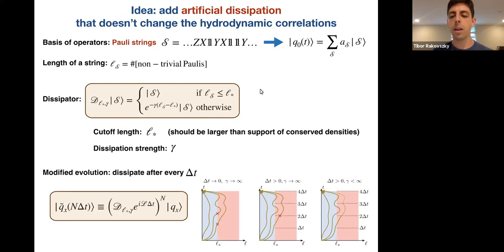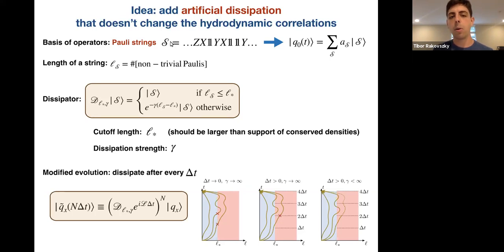And this is something we need in order to make sure that by doing this dissipation, we don't disturb the conservation laws that we are interested in. So if you have some conserved quantities, we should make sure that this L star is large enough that the densities of conserved quantities are not affected by the dissipation.